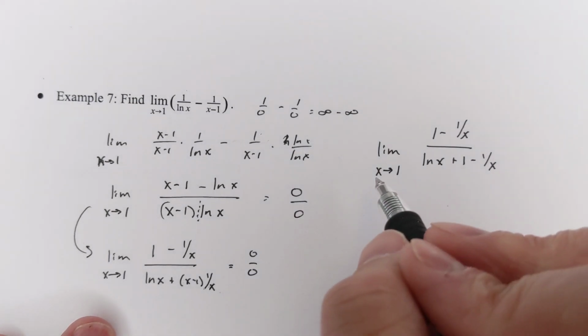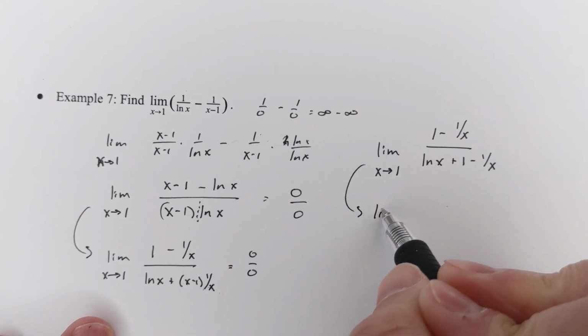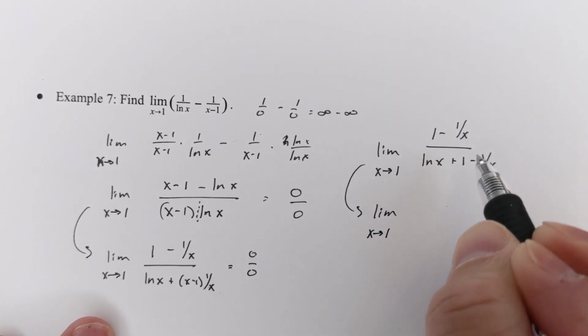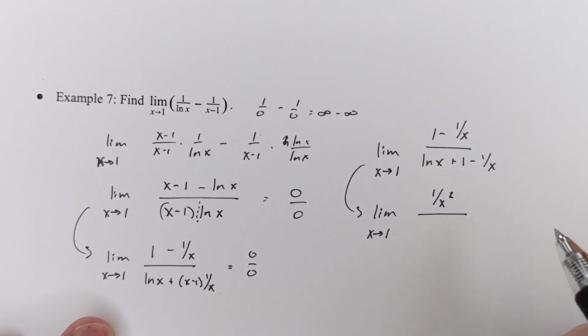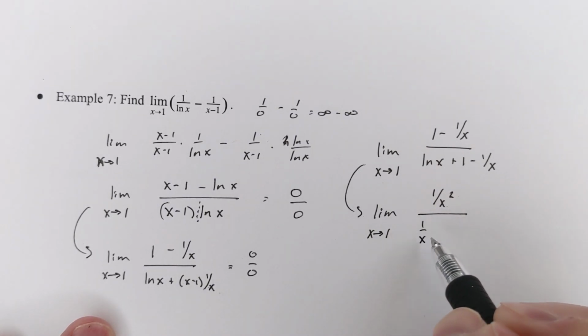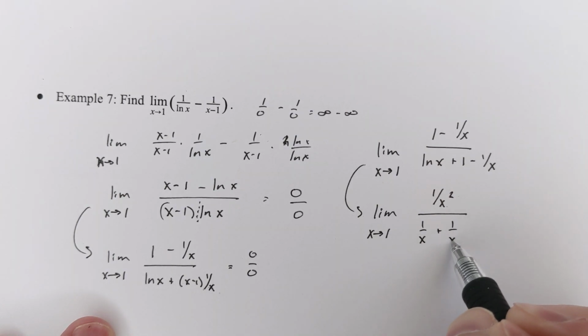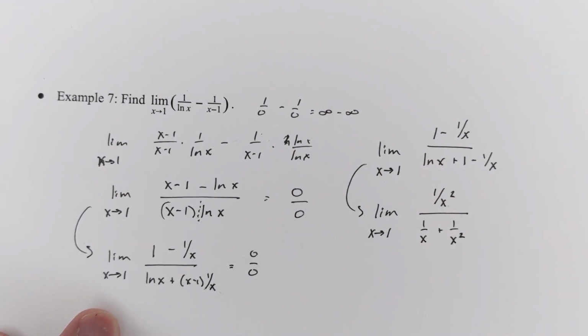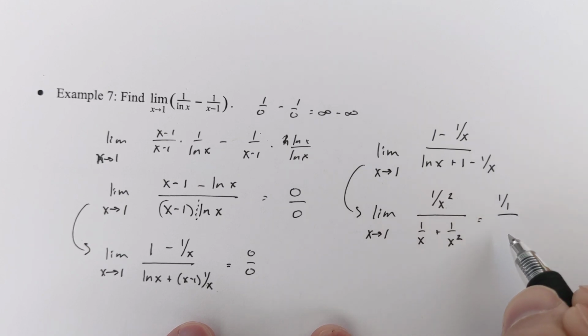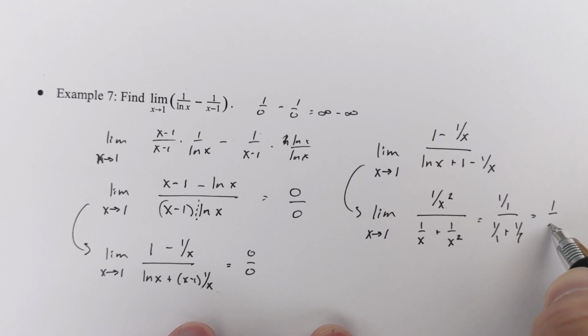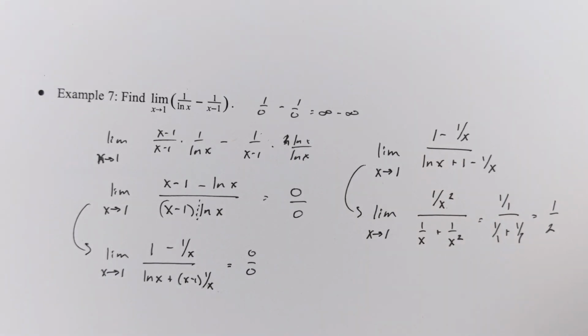Okay, so now I need to L'Hopital again. So derivative of that is going to be 1 over x squared. Derivative down here is 1 over x plus 1 over x squared. So now if I plug 1 in, I get 1 over 1 over 1 plus 1 over 1, which is 1 over 2. So the whole thing comes out to be 1/2.